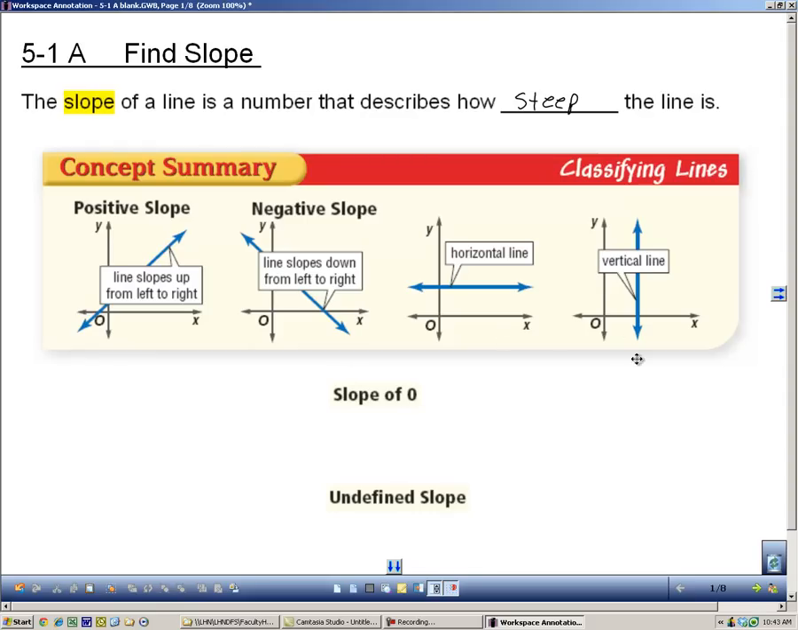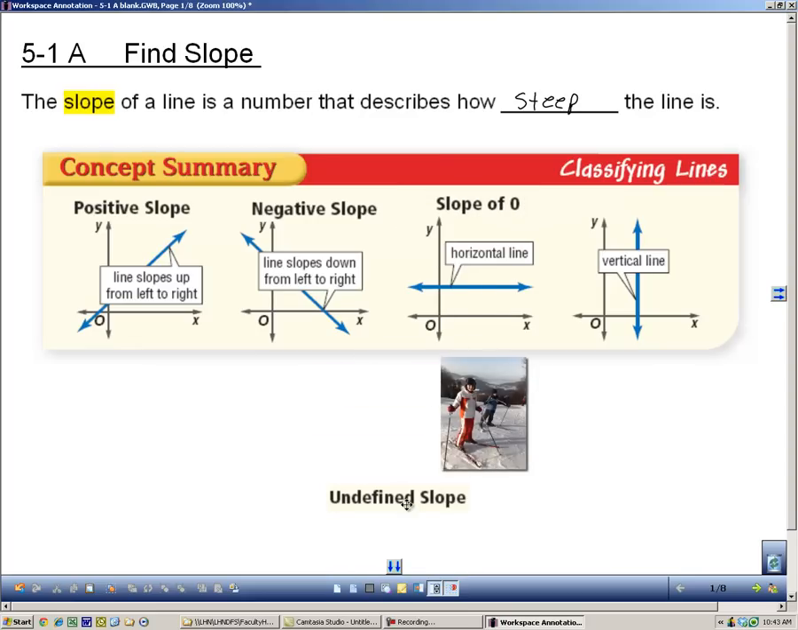Now these are 2 special kinds of lines. They're horizontal and vertical. A horizontal line has a slope of 0. You can imagine if you're a skier and you're trying to ski on a horizontal line, you would not go anywhere. You would travel 0 distance. So that's how I remember a horizontal line has a slope of 0.